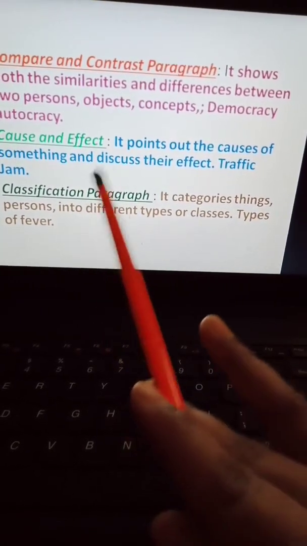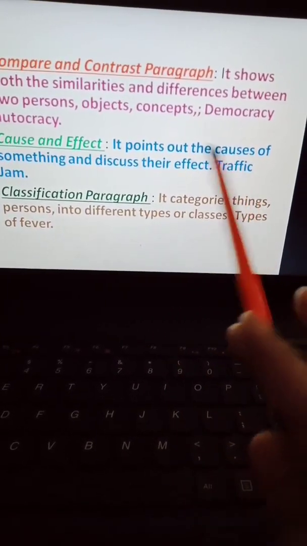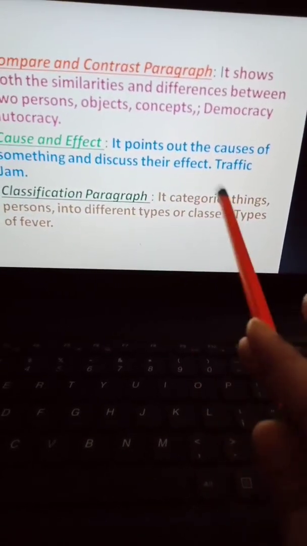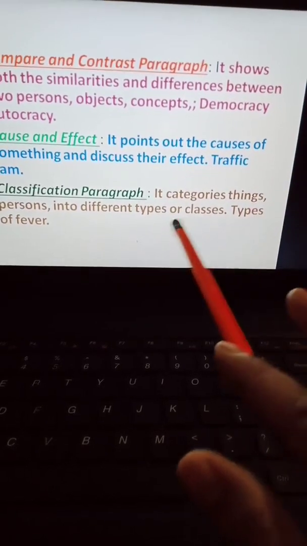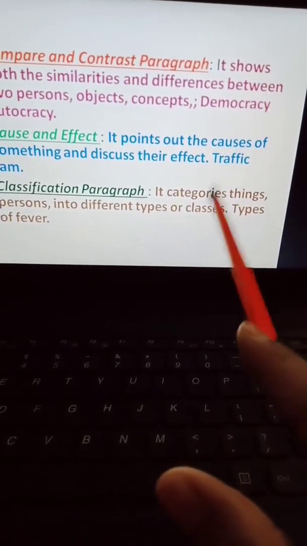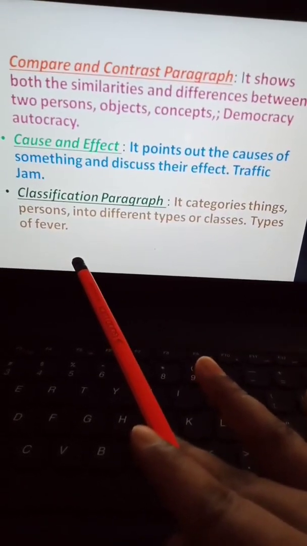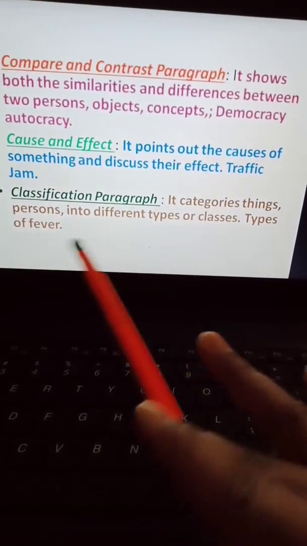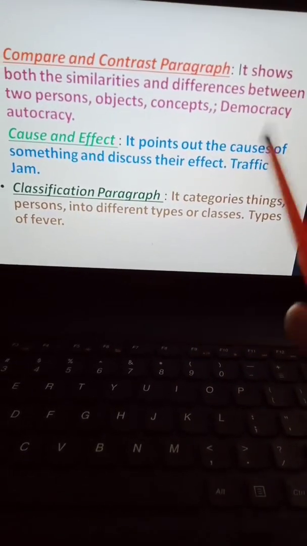The next one is cause and effect paragraph. It points out the causes of something and discusses their effect, like traffic jam. Here in the paragraph you will present the causes behind the traffic jam and effects of traffic jam. Okay, so next one is classification paragraph. Classification paragraph categorizes things, persons into different types of classes, like types of fever. So this is classification paragraph.